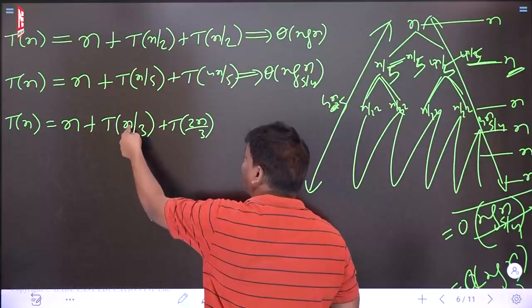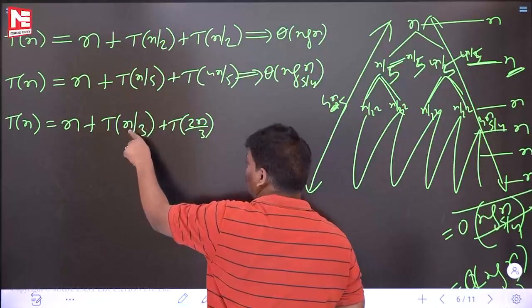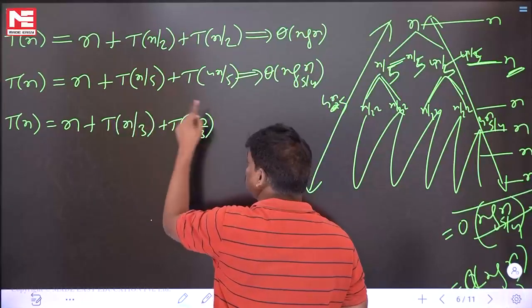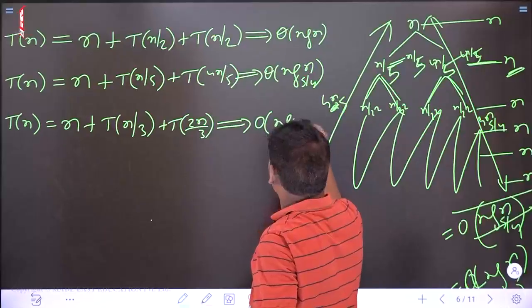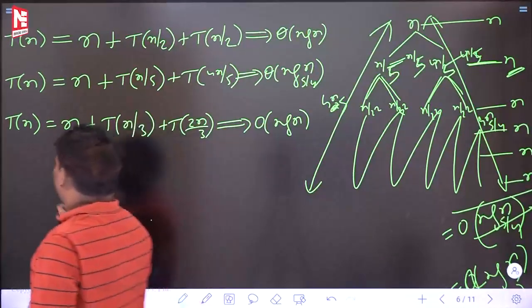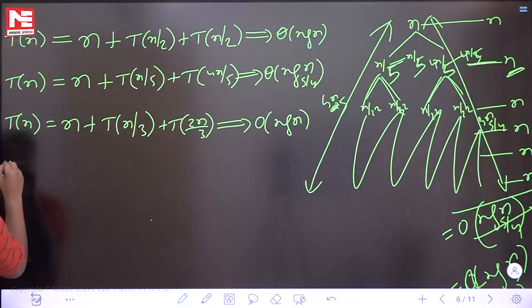Suppose n value is 99: 99 by 3 is 33 on one side, 66 is the other side. Right? This will also lead to n log n time. Check yourself. Next, one more. If you are really comfortable, see this also.